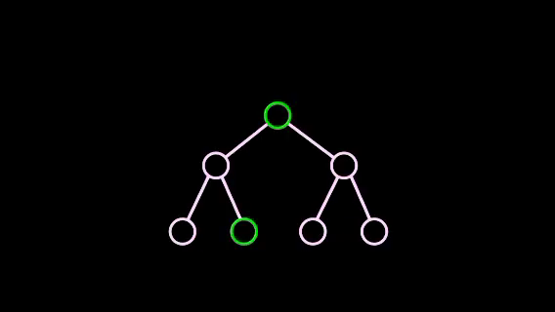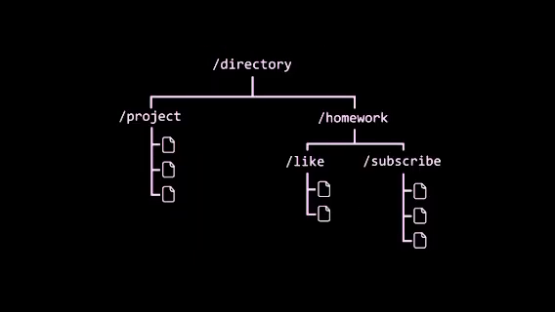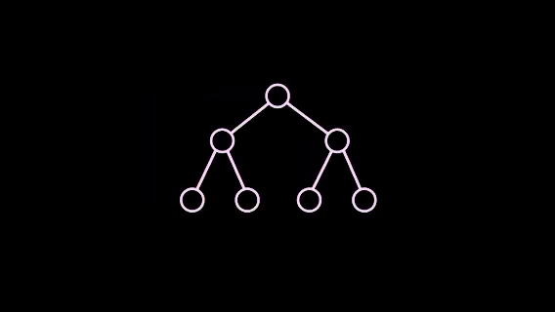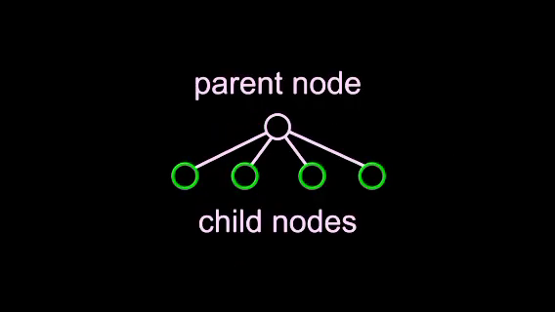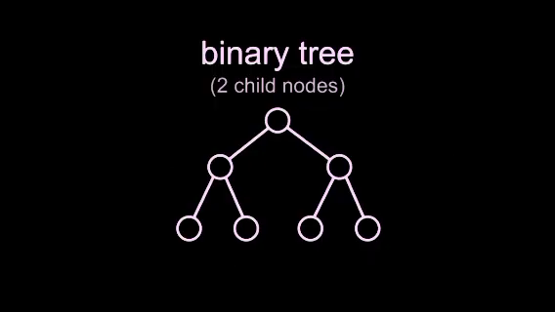A graph where any 2 nodes are connected by exactly one path is called a tree and represents a hierarchy, for example the file system on your computer. A tree starts at the root and branches out into subtrees which end in leaf nodes. Parent nodes can have any number of child nodes, but oftentimes binary trees are the most useful.